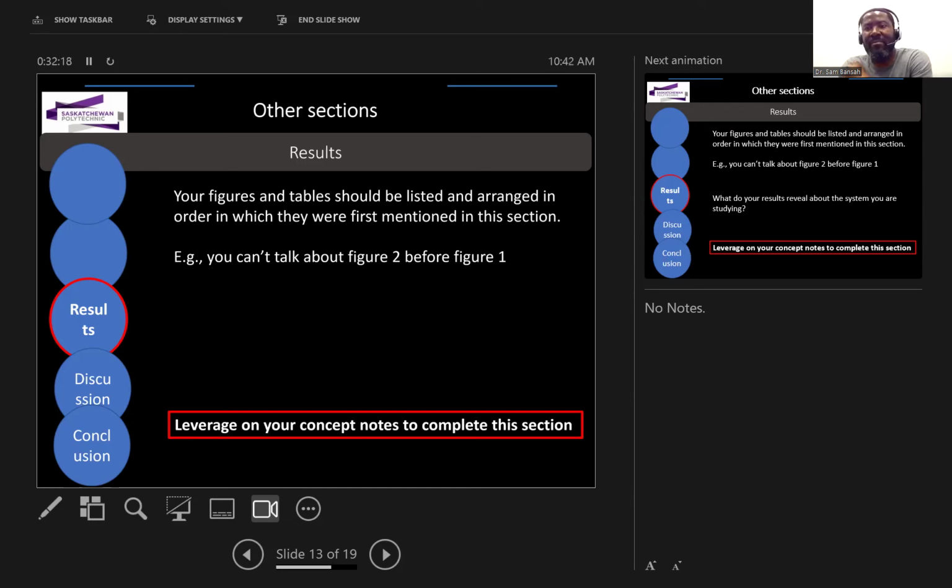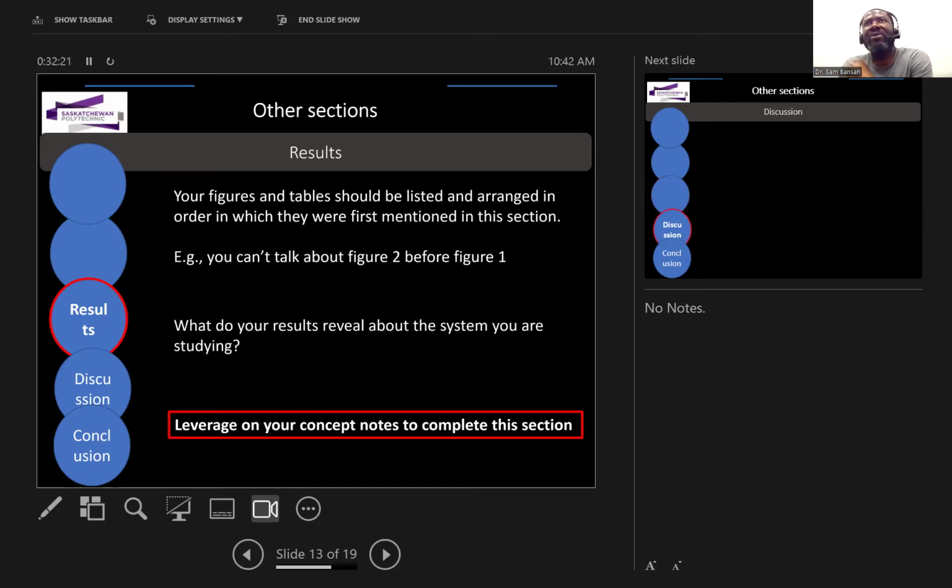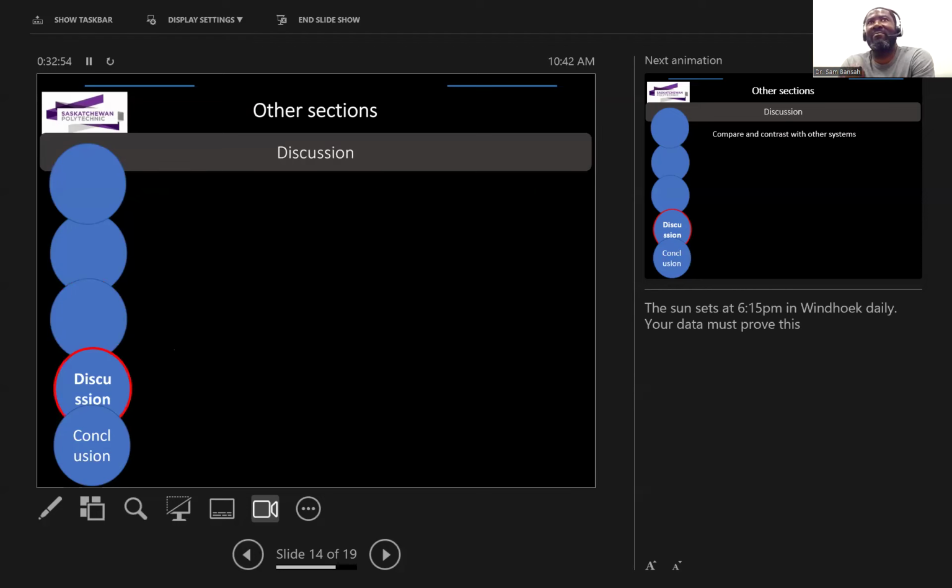Very important. You also have to write, what do your results reveal about the system you are studying? You have to write details about what your results, your data analysis, the figures and tables, are telling about the system you are studying. This is where you leverage your concept notes to complete that section. So it moves very quickly when you have done it properly in the past. So we have our results section completed.